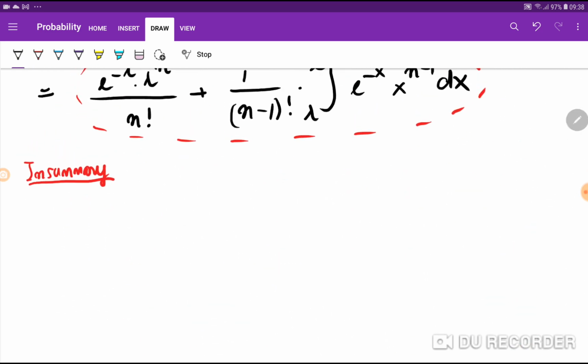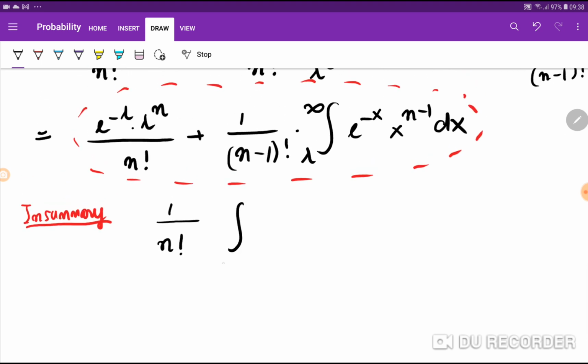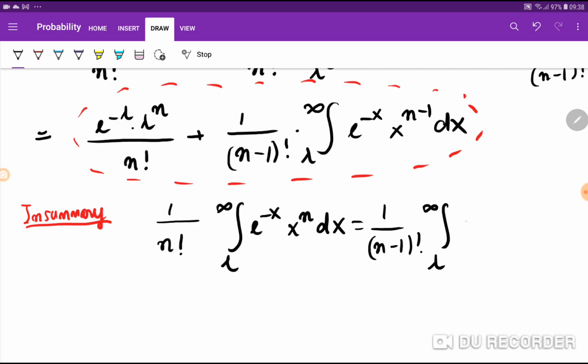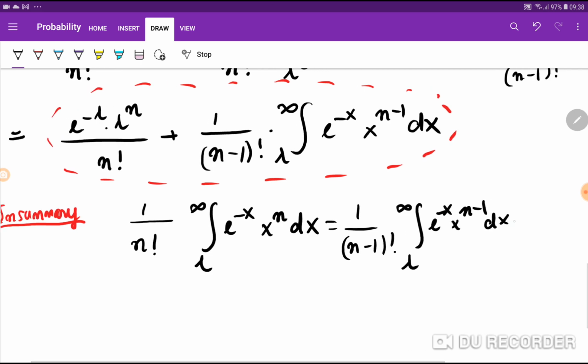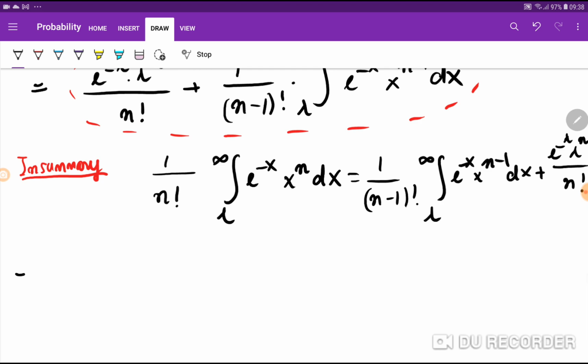So we have 1 over n factorial times the integral from lambda to infinity of e to the power negative x, x^n dx, equal to 1 over (n minus 1) factorial times the integral from lambda to infinity of e to the power negative x, x^(n-1) dx, plus e to the power negative lambda times lambda^n over n factorial.